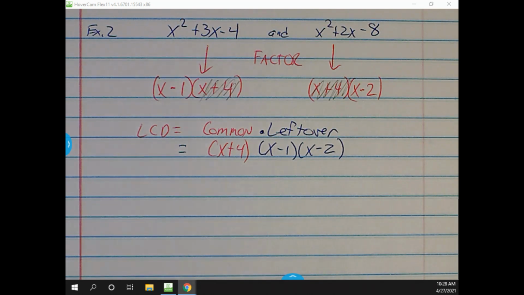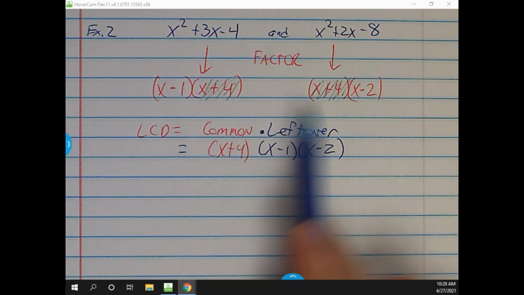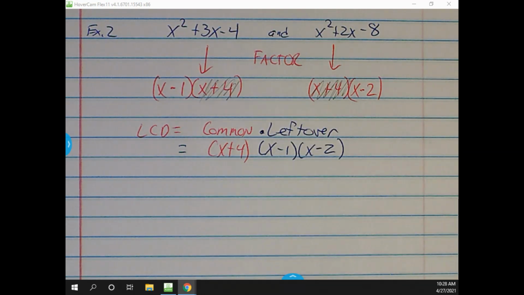All right, so for every one of the problems that we're going to do, that's the very first step. It's factoring everything out. And when you're factoring these out, again, you tell me what they have in common, and then you tell me what's left over. Now, here's kind of the shortcut for what we're doing today. You tell me everything that shows up in your denominators, and that's going to be your least common denominator.